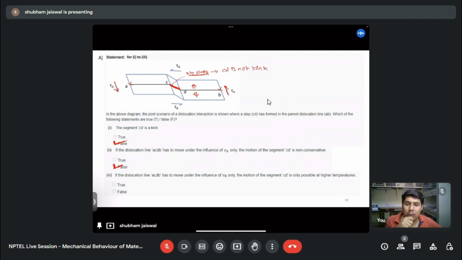Now try to answer the third part. If the dislocation line ABCD has to move under the influence of tau B only, the motion of segment CD is only possible at higher temperature. So here, this is the shear stress tau B, and the dislocation line ABCD has to move under the influence of tau B. Then the CD has to move either in this plane or in this plane. Now try to answer.